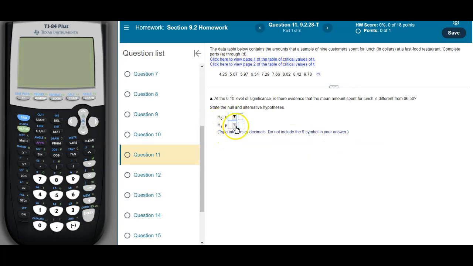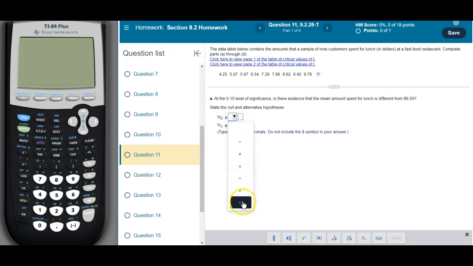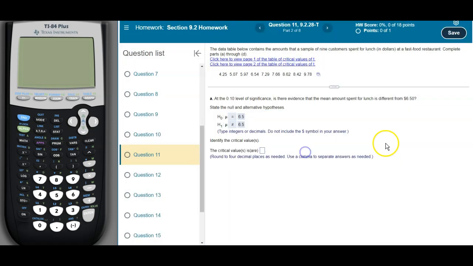So here mu1 is going to be different, and here it is going to be 6.5, and this one is going to be equals 6.5 as well. We check it, we're good. Now they're asking you for the critical value.